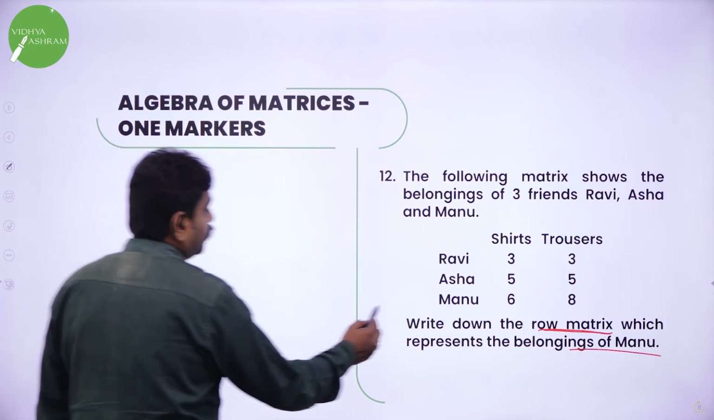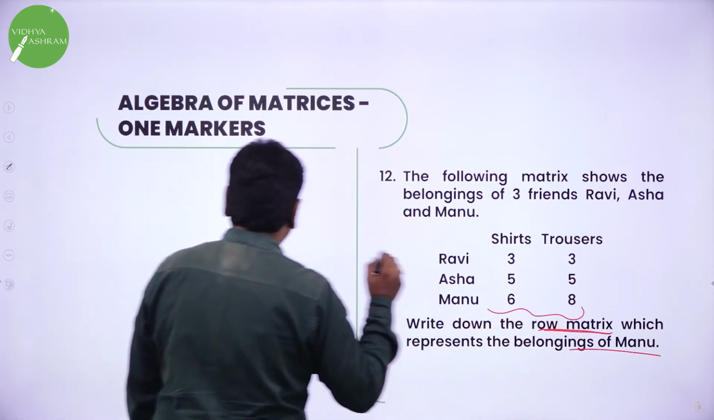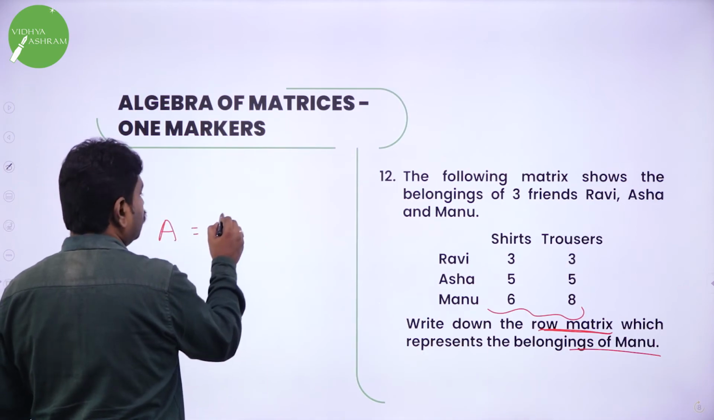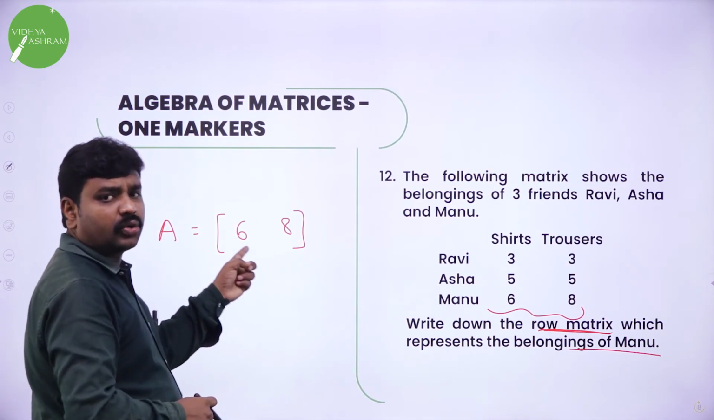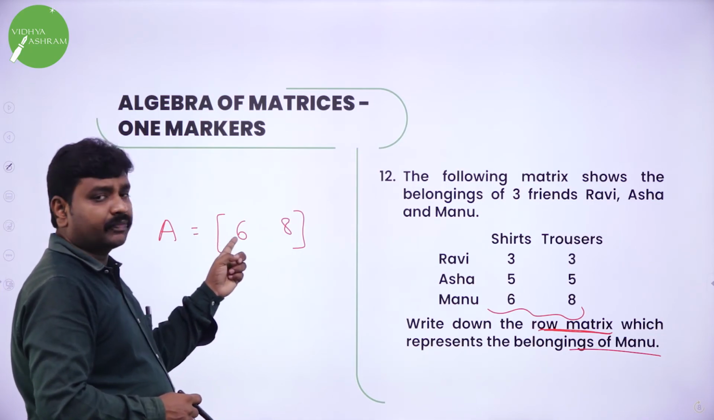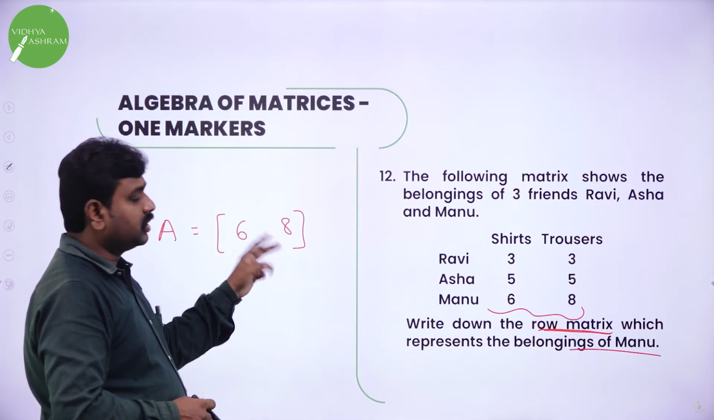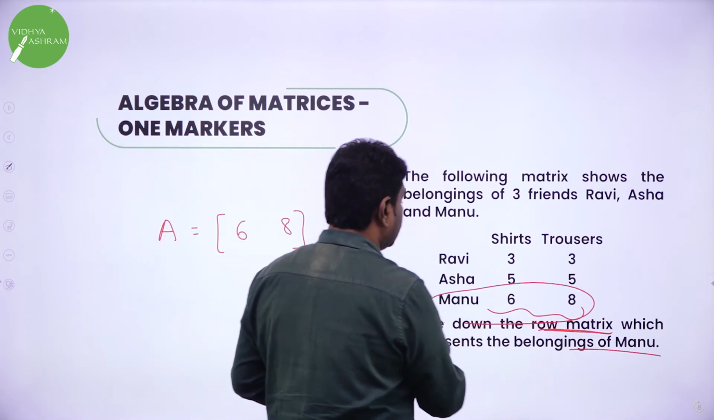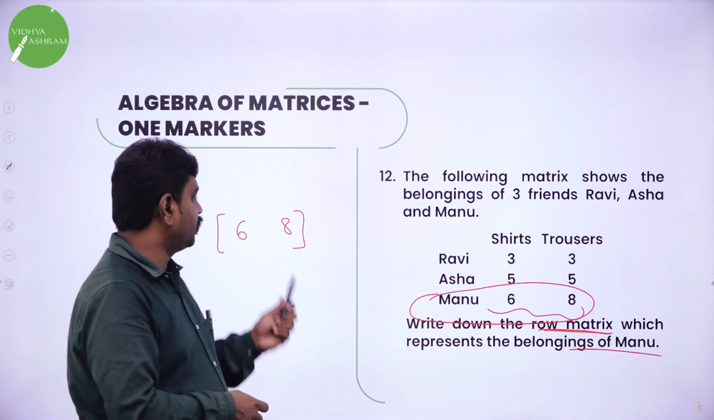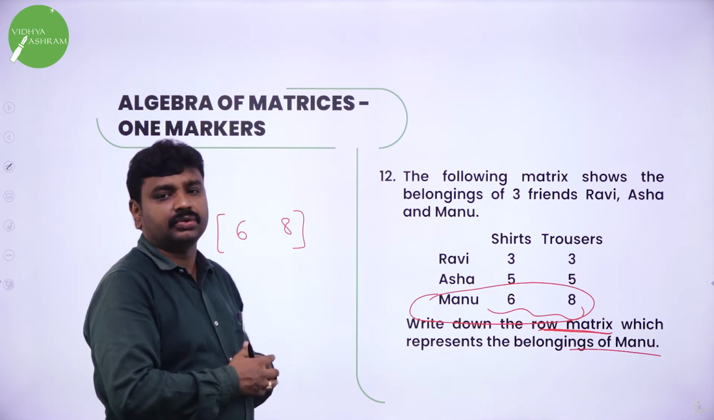So Manu, if you see the chart, Manu 6, 8. So write matrix A is equal to [6, 8]. That's all. They want a row matrix. I wrote a row matrix which contains one row and 2 columns here. It's a row matrix, and they want you to represent only Manu's belongings. In the problem they clearly gave 6 and 8. That's it. Manu has 6 t-shirts and 8 trousers.